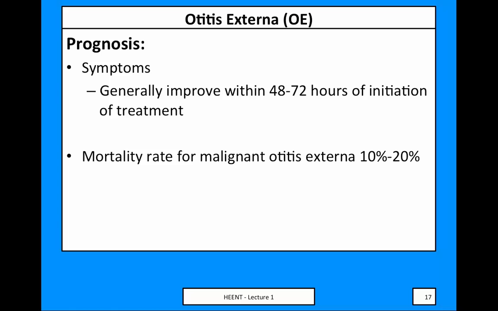Prognosis. Symptoms generally improve in acute otitis externa within 48 to 72 hours of initiation of treatment. Mortality rate for malignant otitis externa is 10 to 20%.